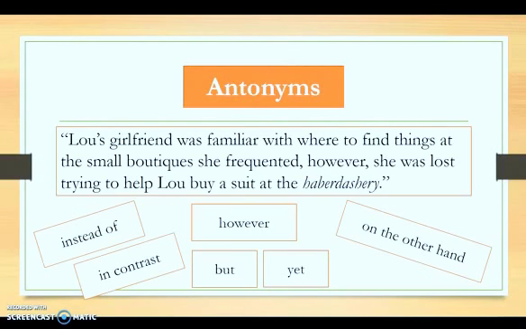Lou's girlfriend was familiar with where to find things at the small boutique she frequented. However, she was lost trying to help Lou buy a suit at the haberdashery. We first look for a signal word which is in the sentence. In this sentence, it's however. We then have two words on either side of the signal word that are playing opposites of each other. Can you see them? You got it. Boutique and haberdashery. I know that a boutique is a store for women, so a haberdashery must be a store for men.